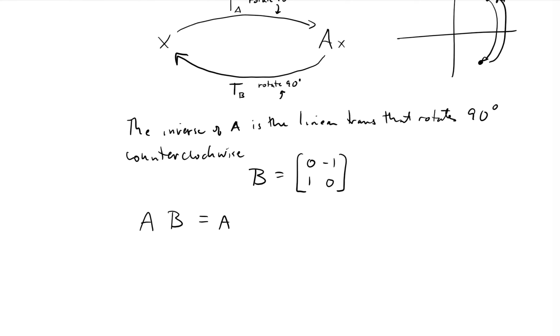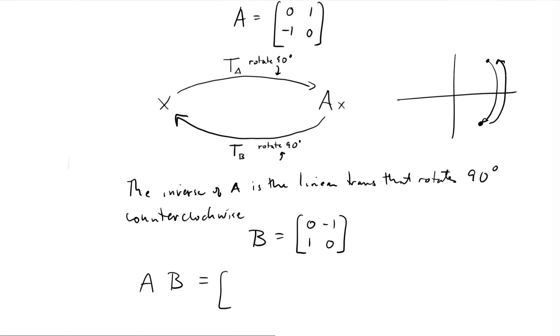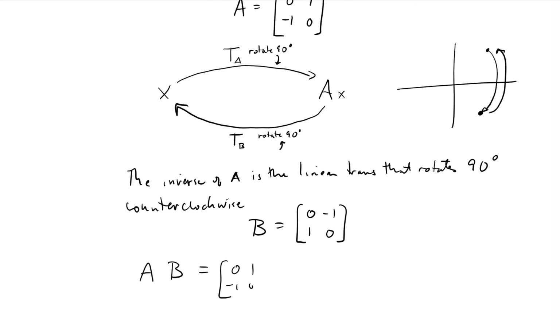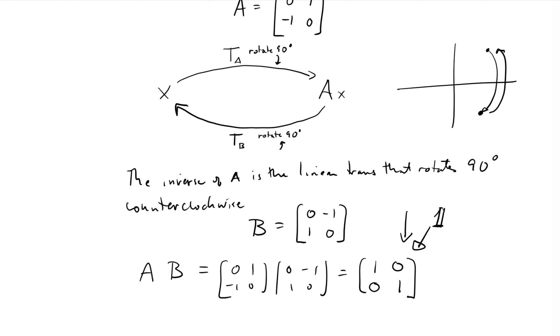So A times B will be what? Let's calculate. Let's recopy. A is 0, 1, minus 1, 0. B is 0, minus 1, 1, 0. We multiply, we get 1, 0, 0, 1. So this should be our matrix 1. We're going to call it also the identity matrix. And let's think about what the standard matrix does. Let's look at this column.